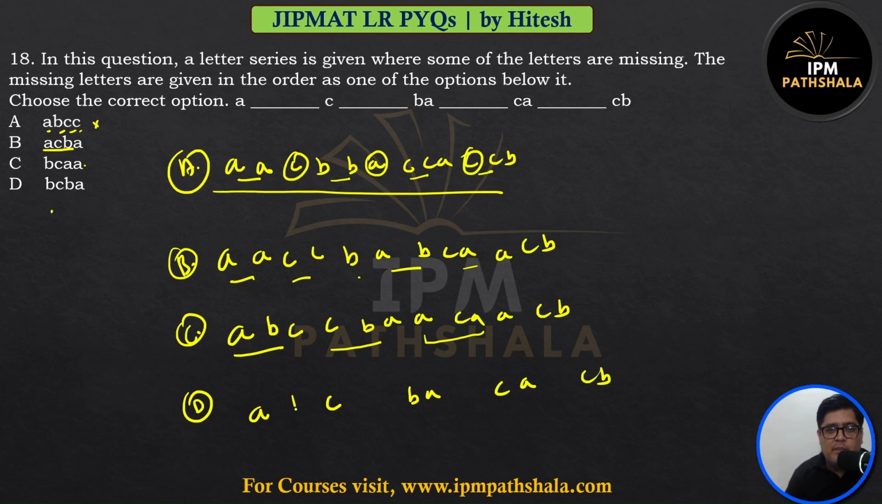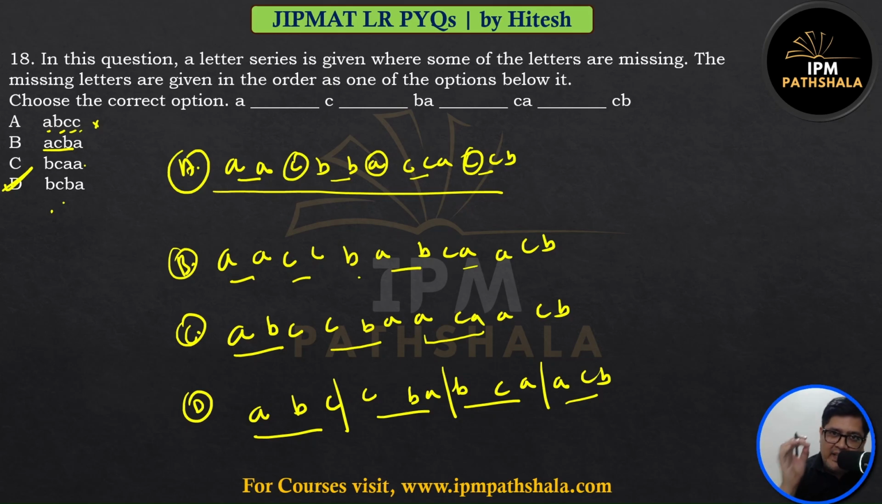This is B, C, B, A. Now see, this is ABC, CBA, BCA, ACB. This is a cyclic pattern in ABC, ABC, ABC. This is my answer. These are very time taking questions.